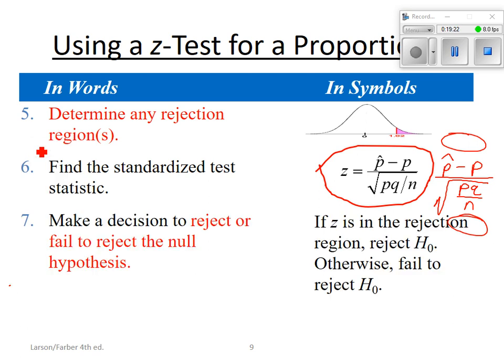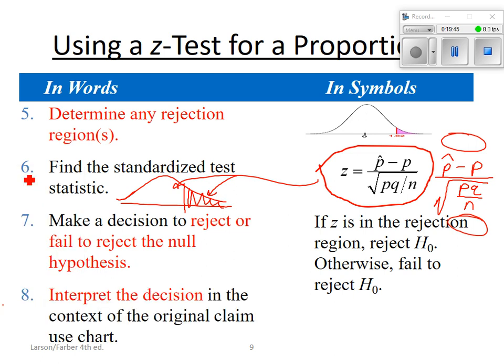Then you check it, so you're looking at your drawing, and if it's right-tailed this time, you check to see where that falls. If it falls in the white area, the unshaded area, then you fail to reject. If it falls in the shaded part, then you reject the null. And then number 8 again, you interpret. Afraid you get tired of hearing the same thing over and over and over again.